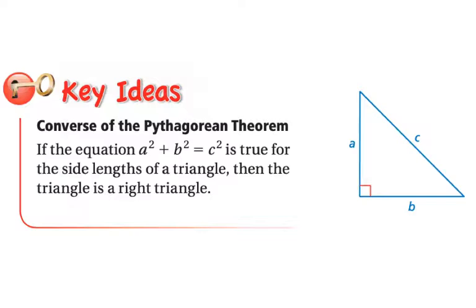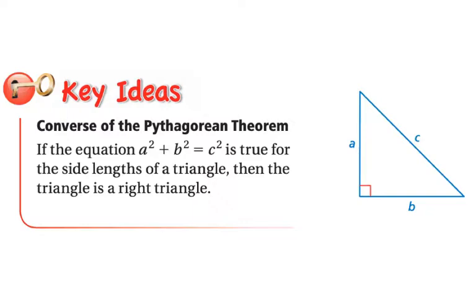The first key idea revolves around the converse of the Pythagorean theorem, which simply says if the equation a squared plus b squared equals c squared is true for the side lengths of a triangle, then the triangle is indeed a right triangle. So what we can use is this Pythagorean theorem as a form of a proof. In the last lesson, we assumed that the triangle was a right triangle. What we're going to do is use the Pythagorean theorem to check if something's a right triangle.